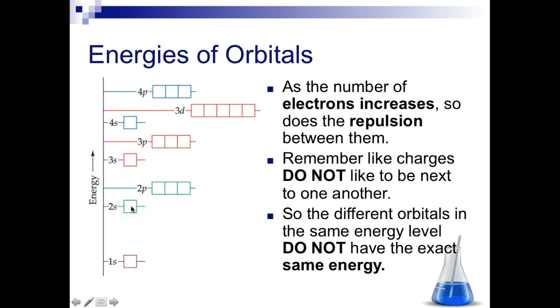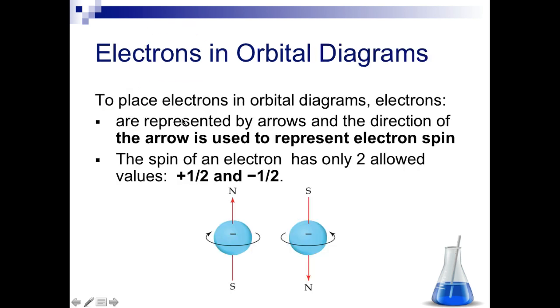In the second energy level, you have two types of orbitals. You have an s orbital and you have a p orbital. The s orbital is going to occupy a lower energy than the p orbital does. These two are in the same energy level, but a 2p orbital has a slightly higher energy. You'll see the same thing happens when we go to 3s and 3p, and then 4s to 4p. The p's are slightly higher in energy.